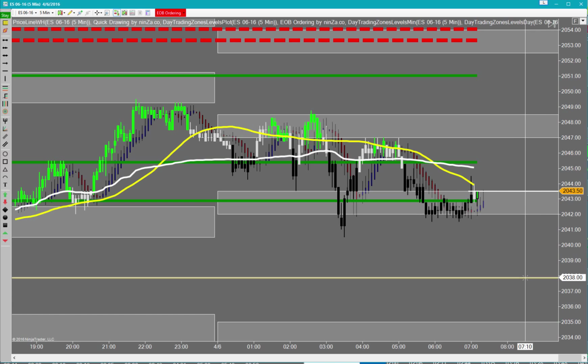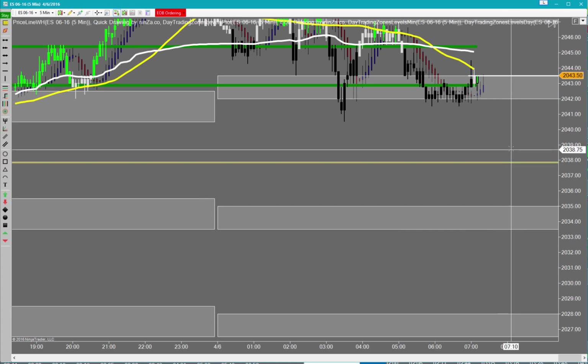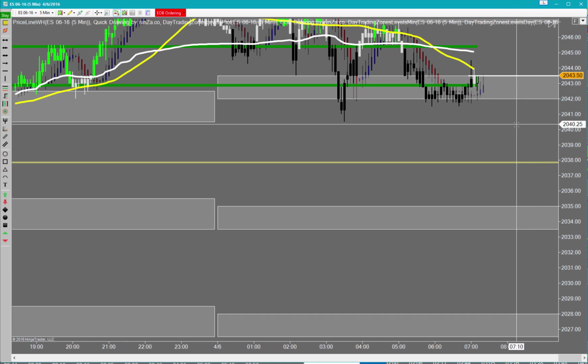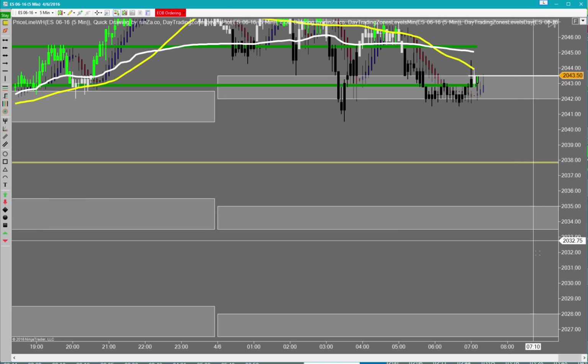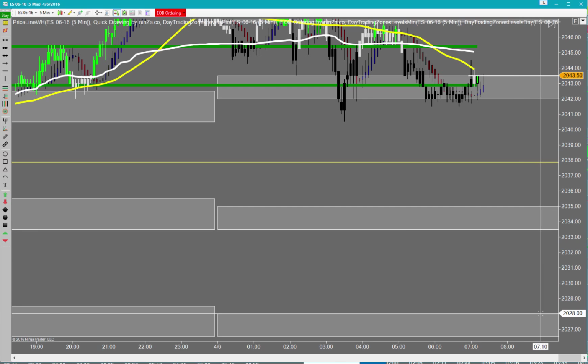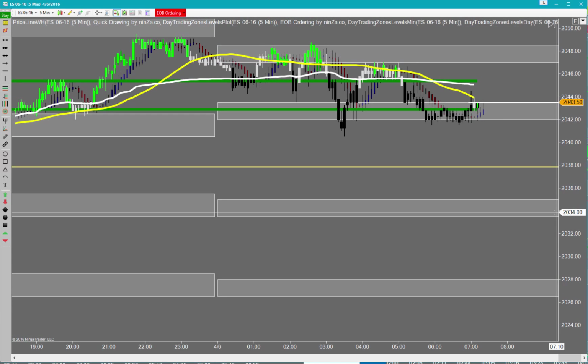Target's going to be down here in the 37.75 area, followed by a little bit of retracement back up into this overnight low of 2040, and then we'll head right back down into this next zone of 35 to 33, and of course the next zone down at 28 to 26. So be cautious with that. Take some targets at each zone and be careful.